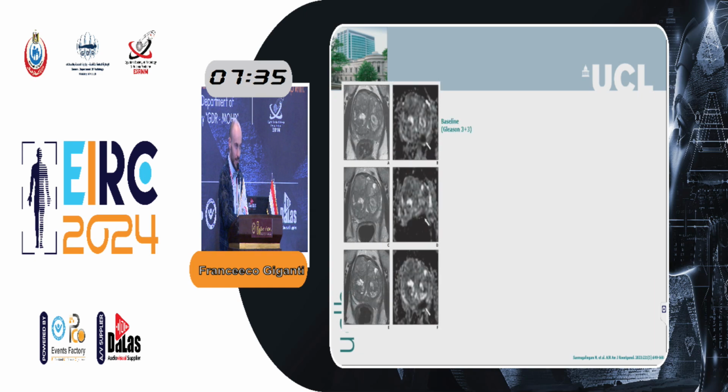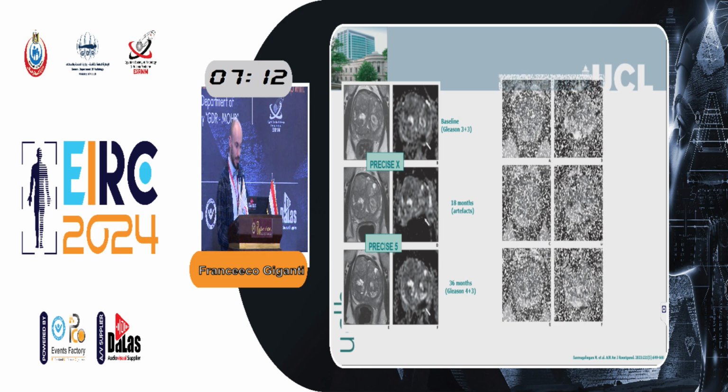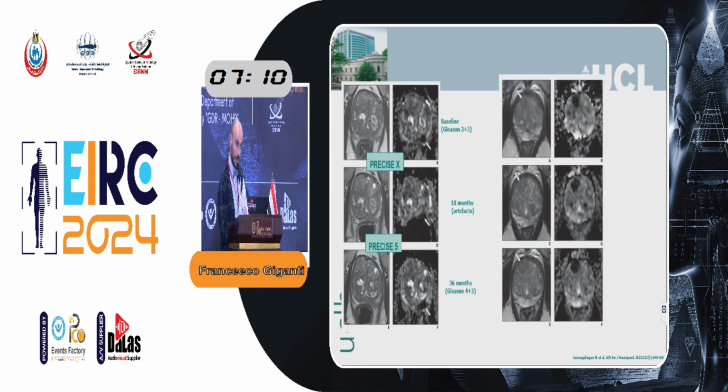Here you have a baseline Gleason 3+3 in the left peripheral zone. Unfortunately, after 18 months, we have artifacts from rectal air on the ADC map, so this is a PRECISE X. We cannot give a PRECISE score because the quality is not good. After 2 years, we see that actually the lesion has increased in size and conspicuity on the left, and actually this was targeted, and it was a 4+3. This means that now we have a PRECISE 5, and this is really important because we have to have good quality images, otherwise we will not be able to monitor the radiological change over time.